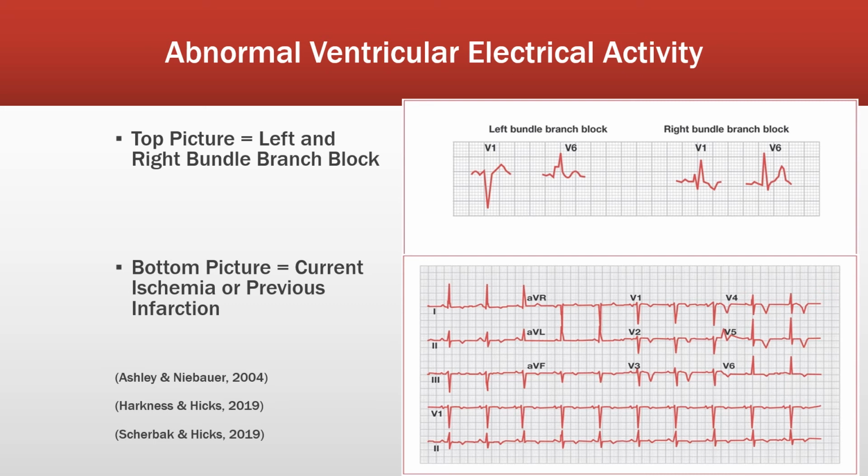The bottom ECG shows a current ischemia or previous infarction. In other words, the tissue of the heart has been damaged, thus decreasing the functionality and efficiency of the heart. The telltale characteristic on this tracing is an inverted T wave.